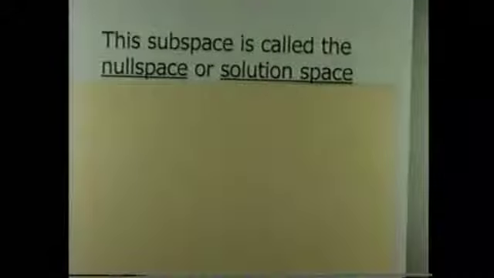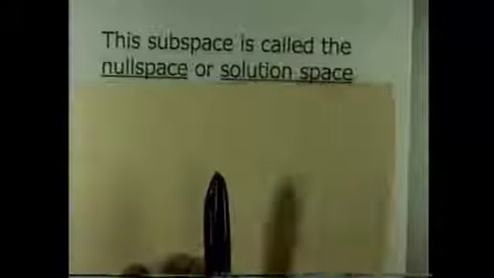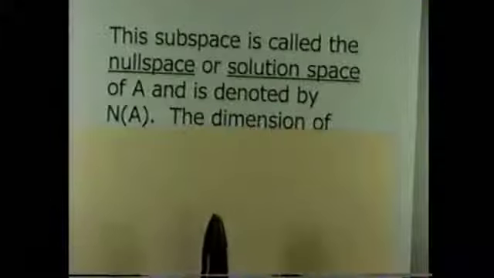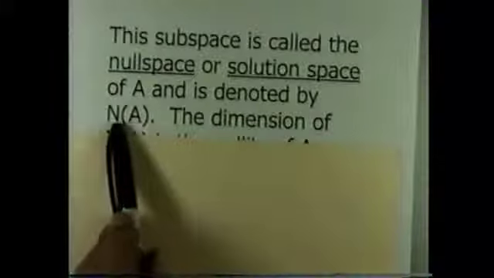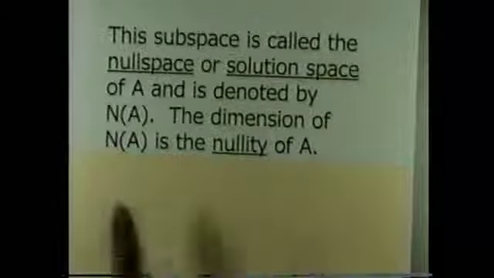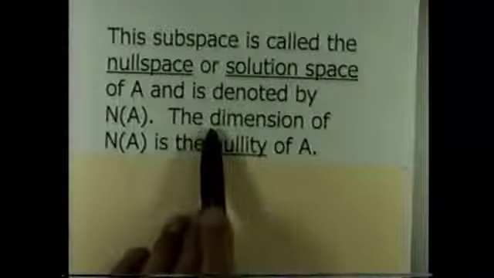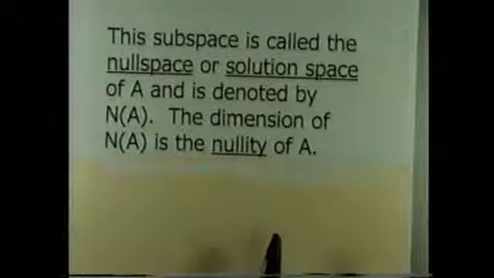Now this subspace is called the null space or solution space. I've already used the term solution space. It's called the null space or solution space of A and is denoted by N(A). The dimension of N(A) is the nullity of A. So the dimension of N(A) is the nullity of A.